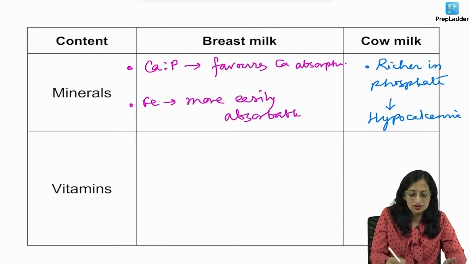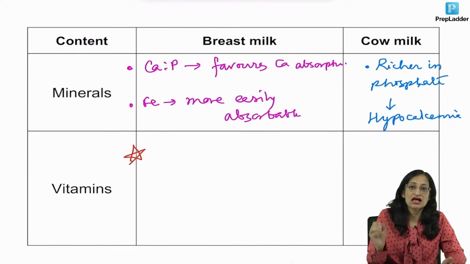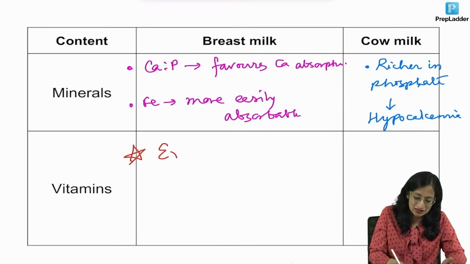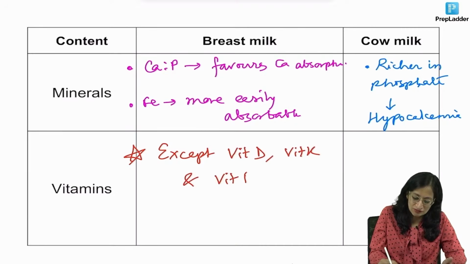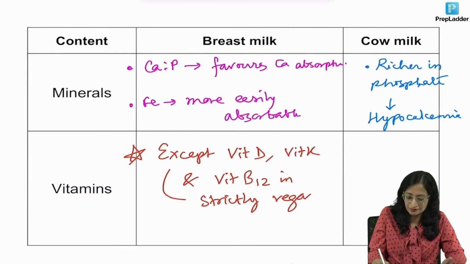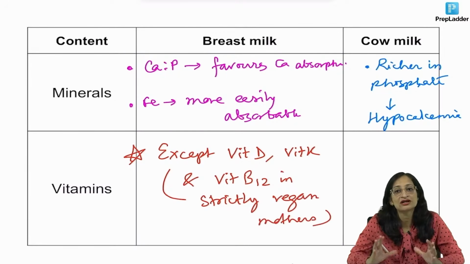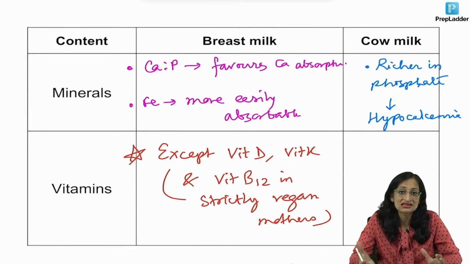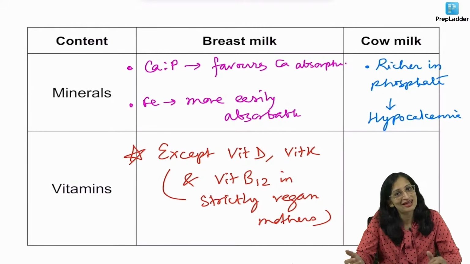This has come as a question previously. Breast milk contains adequate amounts of all the vitamins except vitamin D, vitamin K, and vitamin B12 in strictly vegan mothers who don't even take cow's milk. Apart from that, of course, breast milk contains a lot of substances that protect the baby's immunity, like phagocytic macrophages, IgA, transforming growth factor beta, human milk oligosaccharides, lactoferrin, and so on.